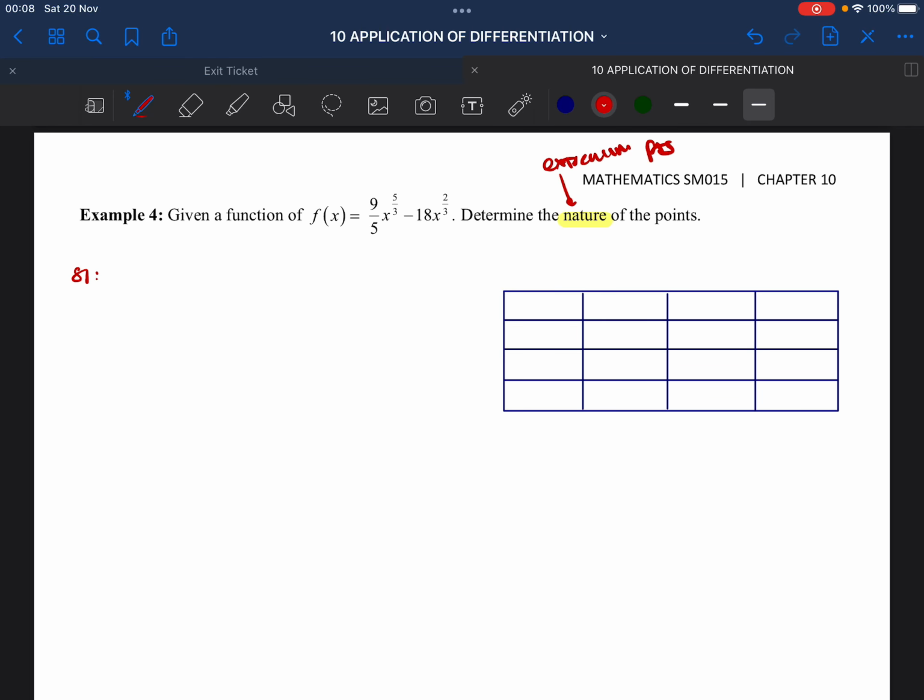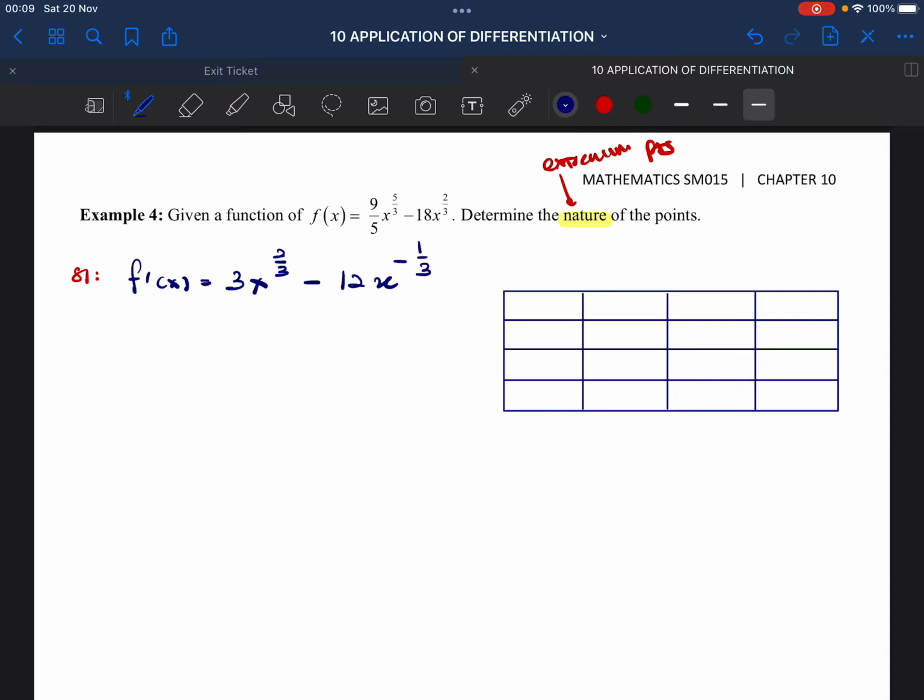So the first step is to find our first derivative. So f'(x) is equals to 5/3 multiplied by 9/5. We are going to get 3x^(2/3) minus 12x^(-1/3).